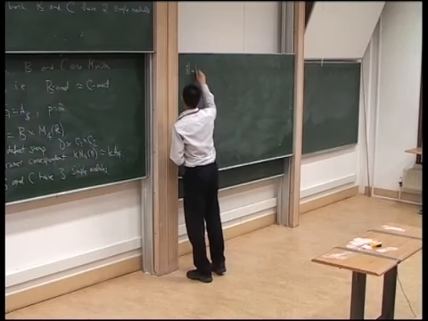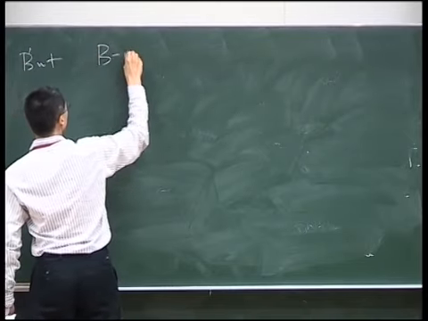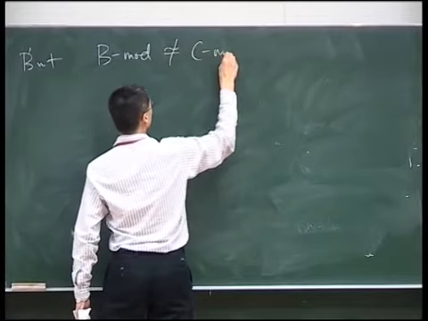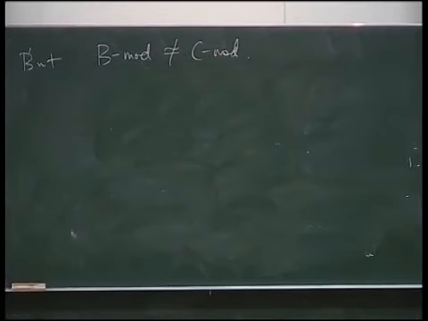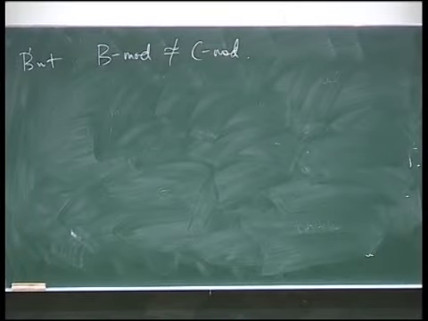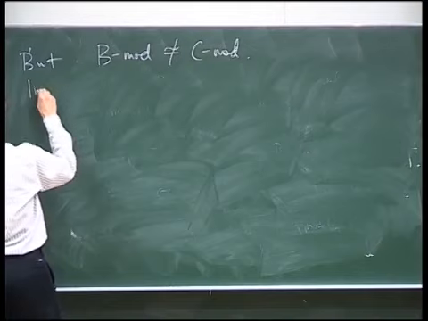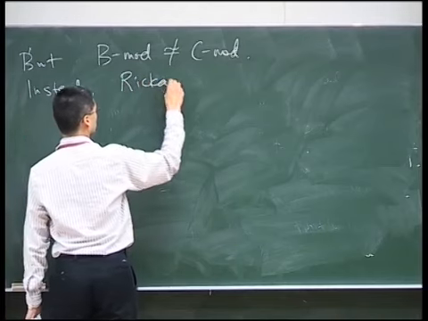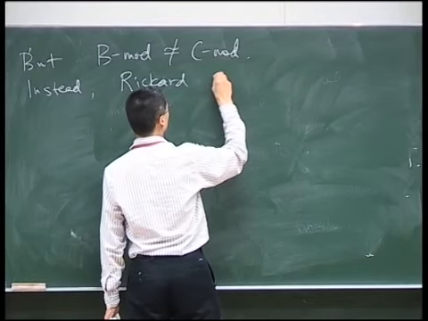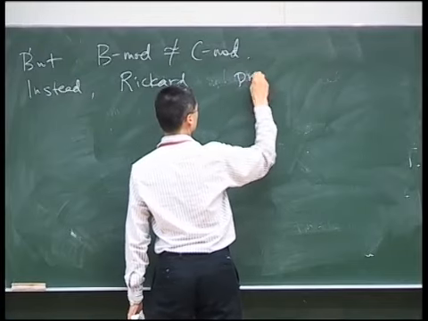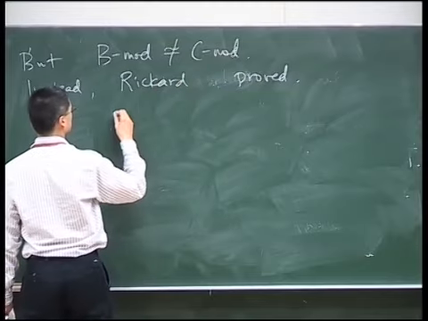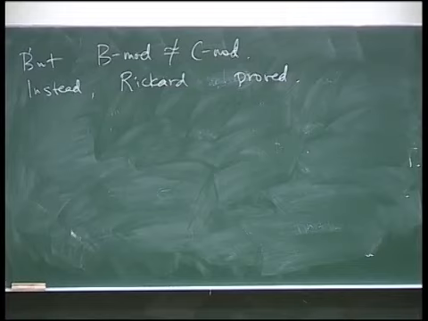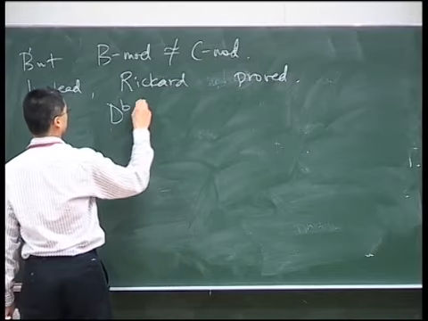But this is where we need the derived category to help us with the explanation. Instead, Rickard proved that there is an equivalence of the derived categories of these abelian categories, the derived bounded categories.